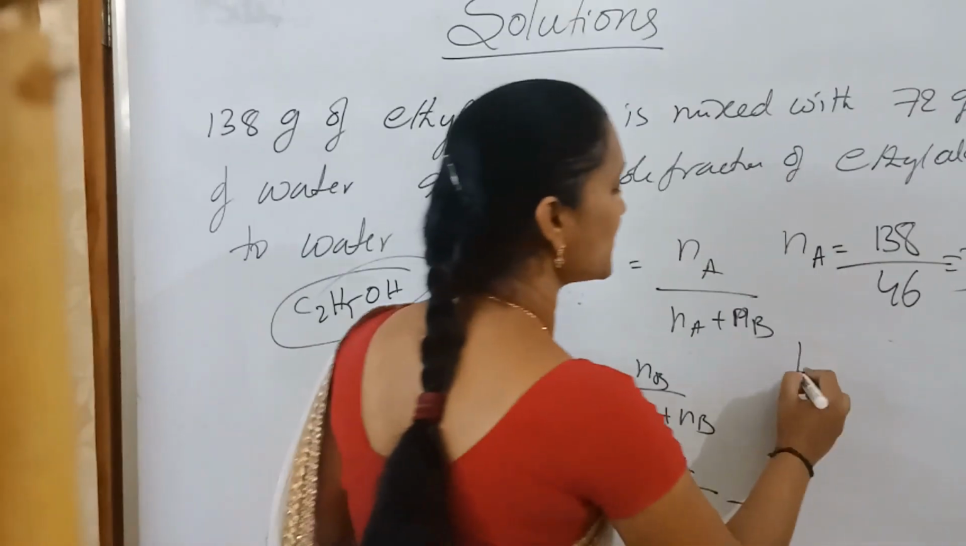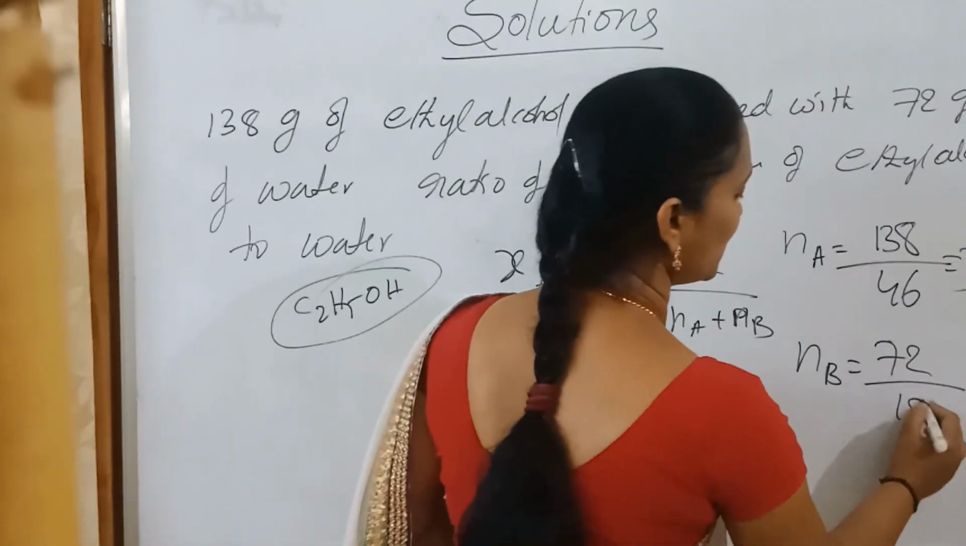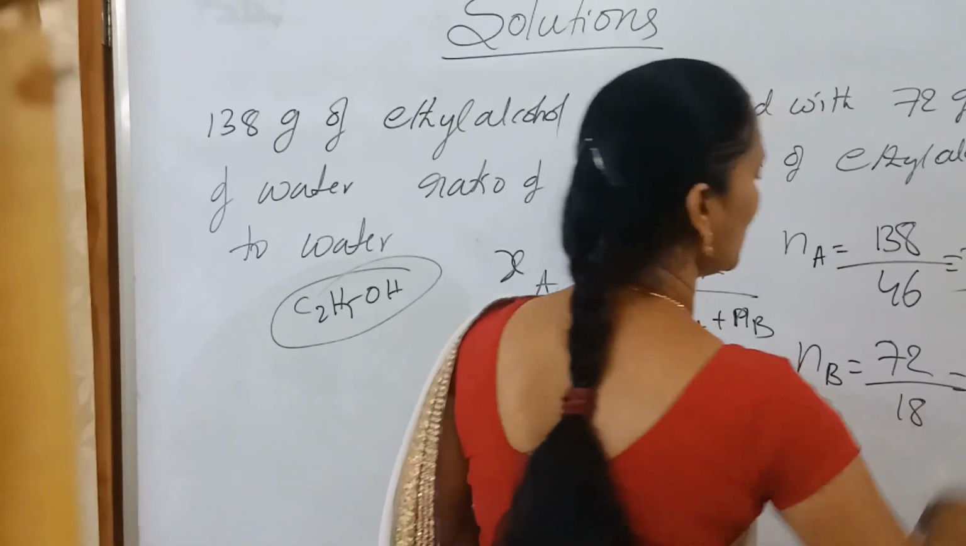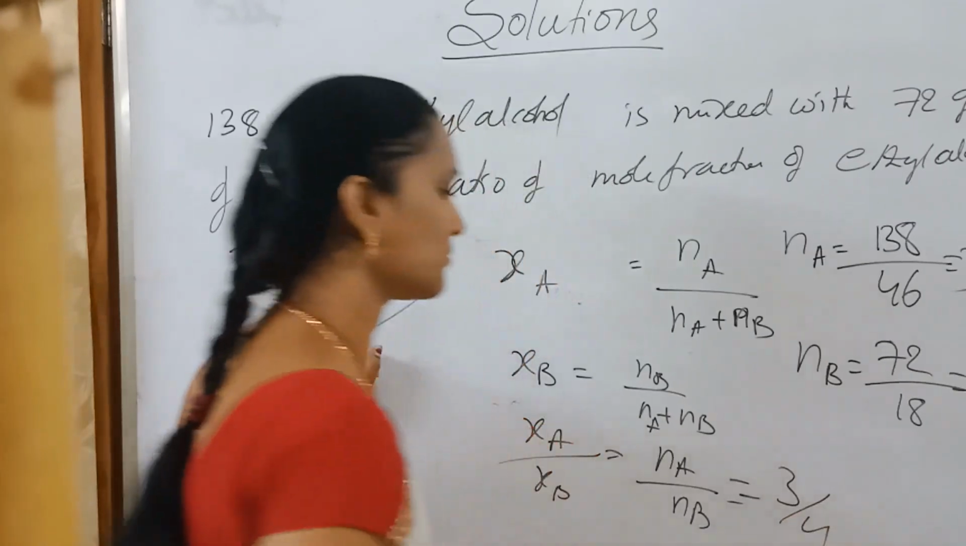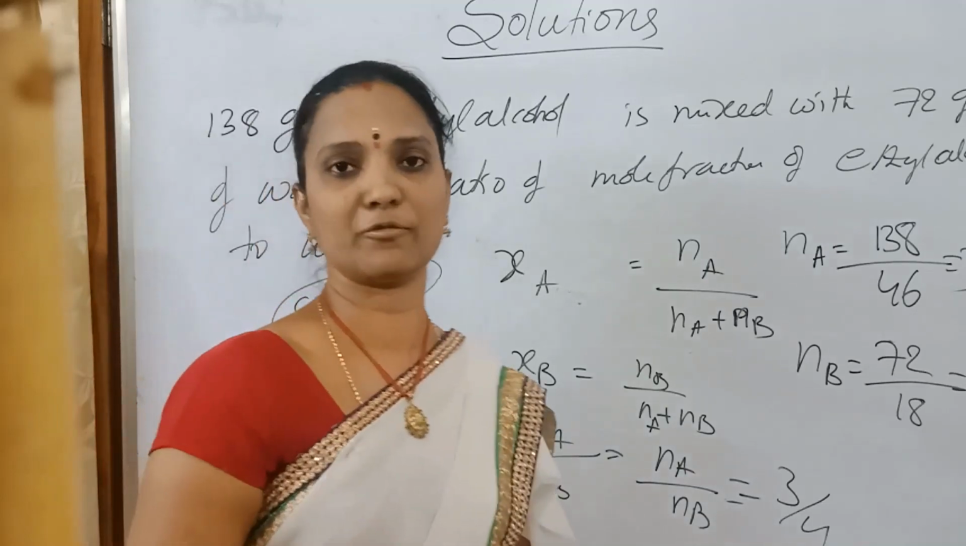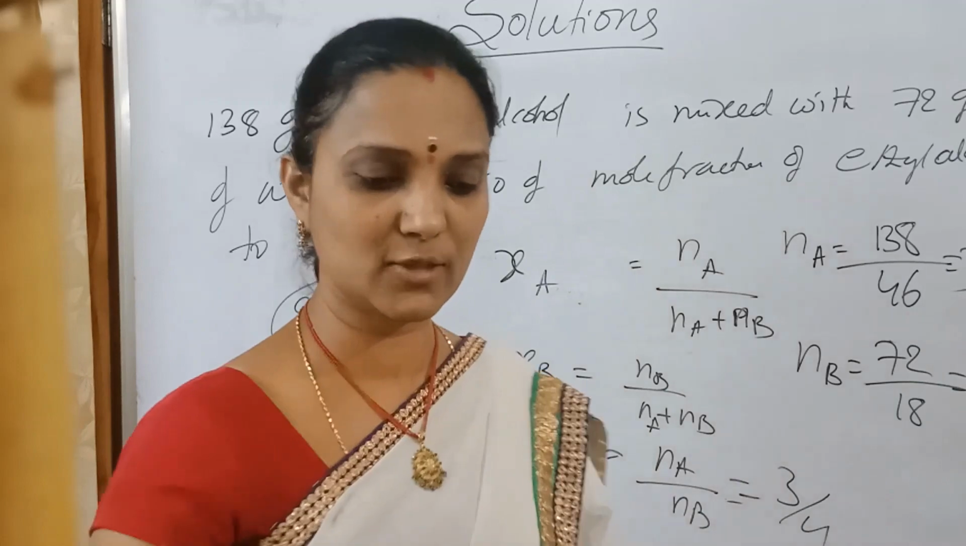And the number of moles of water, 72 by H2O molecular mass 18, is equal to 4. Now what is the ratio? It is equal to 3 by 4. So the ratio given is 3 by 4. Like this we should solve the mole fraction. Okay, next problem.